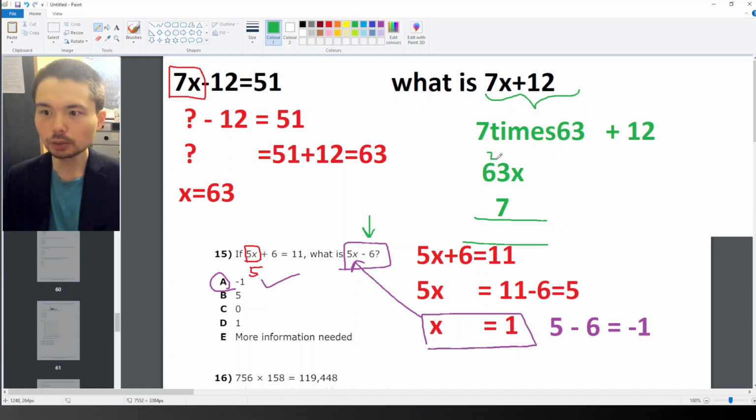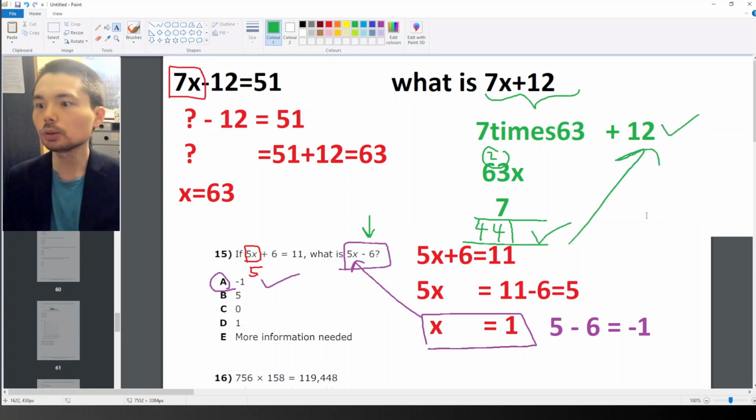Seven times 3 is 21. Write it with me. And then here, next bit, 7 times 6 is 42. Then you add to 441. And then you need to add 12. So 441 plus 12, that will be 453.